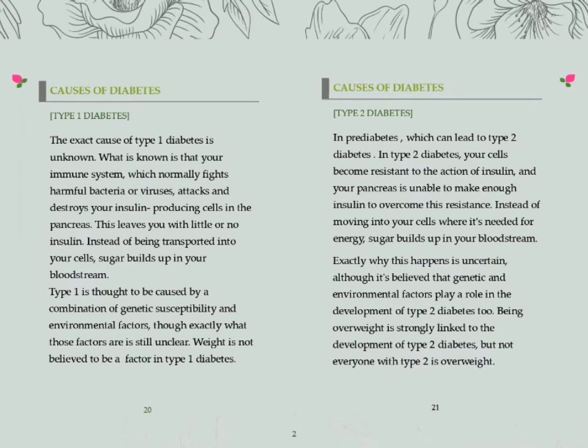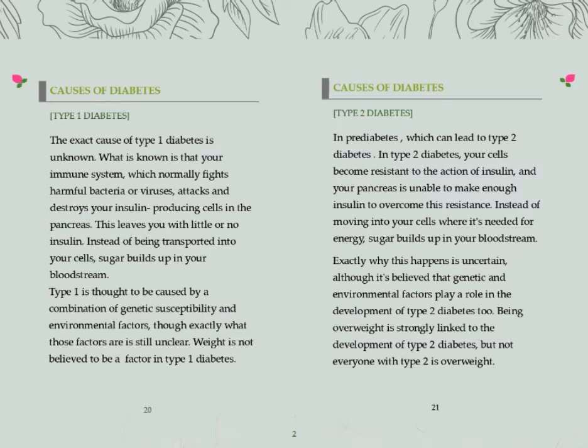The causes of type 1 diabetes are still unknown, but commonly it happens when our immune system, which normally fights harmful bacteria or viruses, attacks and destroys the insulin-producing cells in the pancreas. For type 2 diabetes, the cause is that our cells become resistant to the action of insulin and our pancreas is unable to make enough insulin to overcome this resistance.